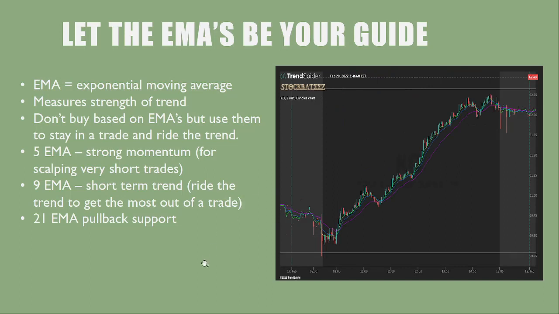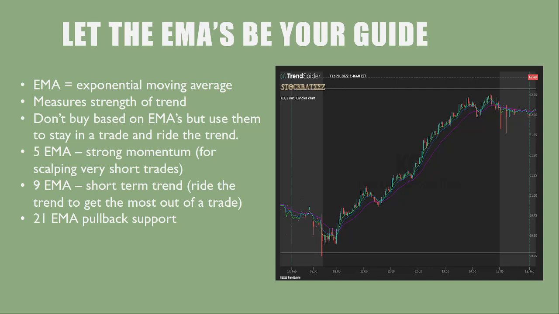So EMAs, the exponential moving averages, measure the strength of the trend. We don't buy based on EMAs, but we can use them to stay in a trade and ride the trend. The 5 EMA is very strong momentum. That's for scalping very short trades in and out. The 9 EMA is going to be a short-term trend, and you can ride the trend to get the most out of a trade. And the 21 EMA is going to be the pullback support. Any further than that, for day trading, I'm not really going to get into that because we're just looking for short scalps.